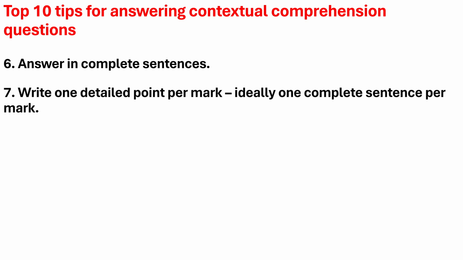Tip number 7. Write 1 detailed point per mark, ideally 1 complete sentence per mark. If you're wondering how much you should write, this is the answer. For a 3-mark question, you should ideally write 3 sentences, where you make a different point in each sentence. Remember that you do not get marks for repetition.